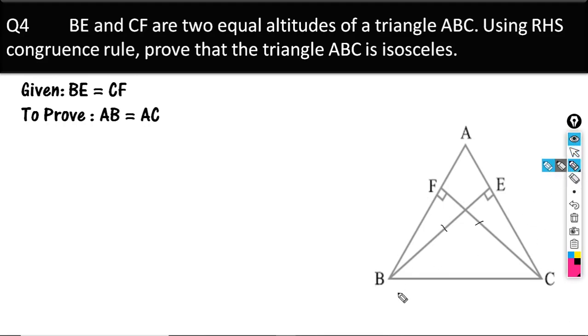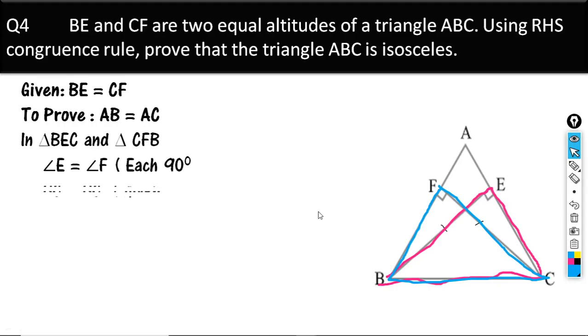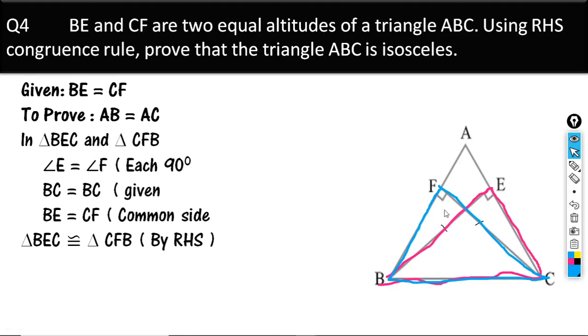This is BEC, the first triangle, and the second triangle is this triangle. These two triangles will be proved congruent by RHS as it is stated in the question. A right angle is there because each one, E and F, is a right angle. The hypotenuse of the first triangle is BC, and for the second again it is BC. Hypotenuse is there and one more side is equal. BE is equal to FC. These sides are equal. They are congruent by the RHS congruence condition.